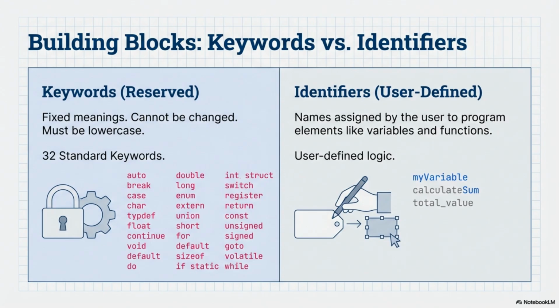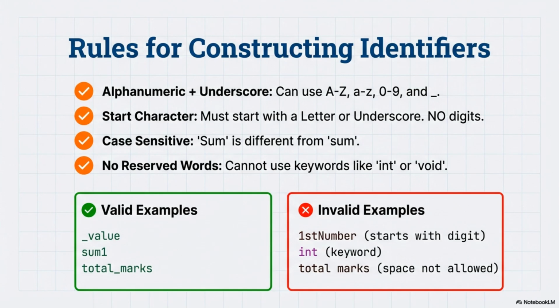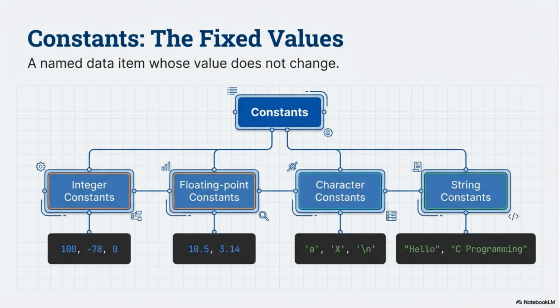Keywords are 32 standard reserved words with fixed meanings. Identifiers are user-defined names for program elements like variables and functions. Rules for constructing identifiers include using alphanumeric characters and underscores, starting with a letter or underscore, being case-sensitive, and not using reserved keywords. Constants are named data items whose values do not change.